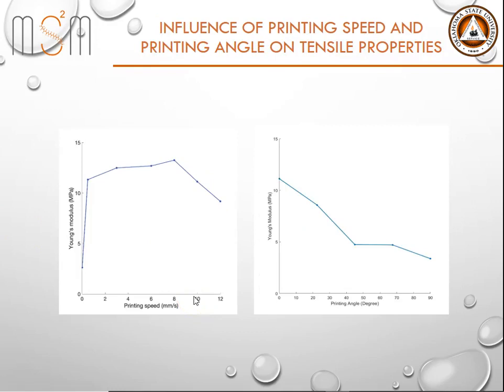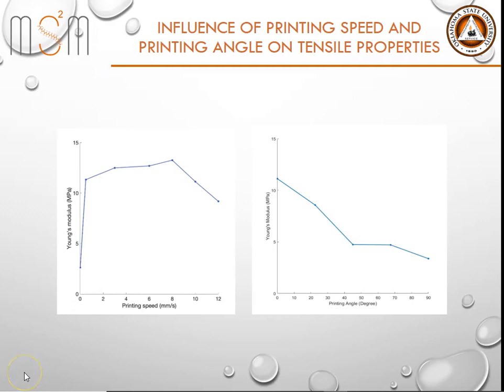The tensile test results for specimens printed at different speeds show that the Young's modulus first rises and then drops with the increase in printing speed. The specimen with 0 mm per second printing speed on the left represents a non-printed bulk LCE specimen. It's obvious that the 4D printed LCEs have a much higher Young's modulus compared to the bulk LCE.